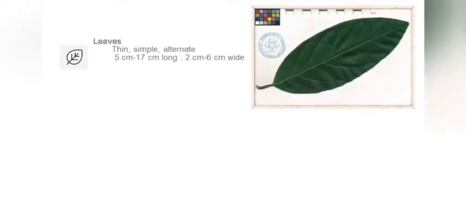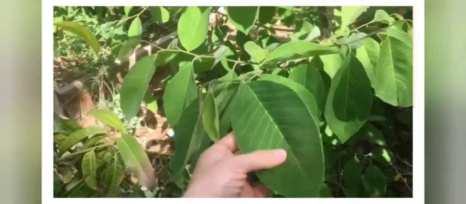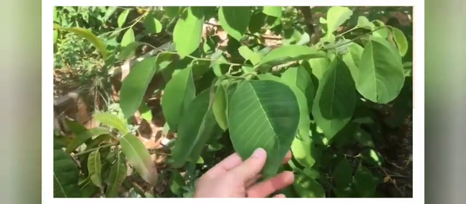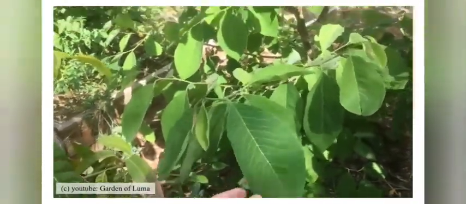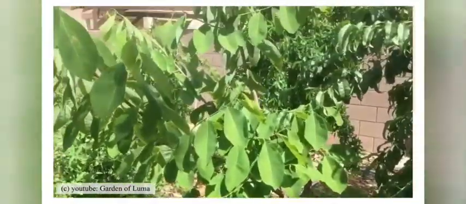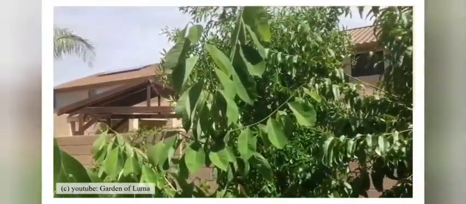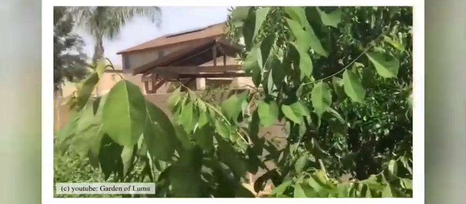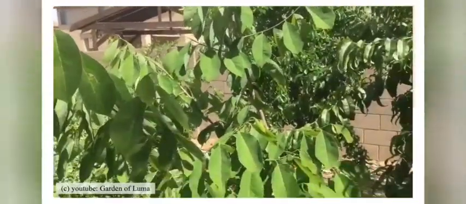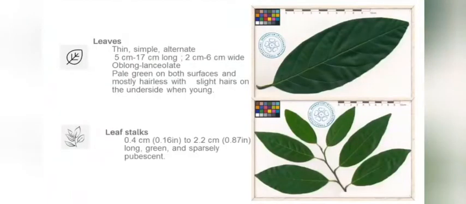Annona squamosa has thin, simple, alternate leaves. It is rounded at the base and pointed at the tip, which is the shape called oblong lanceolate. It is pale green on both surfaces and mostly hairless, with slight hairs on the underside when young. The leaf stalks are 0.4 cm to 2.2 cm long, green, and sparsely pubescent.